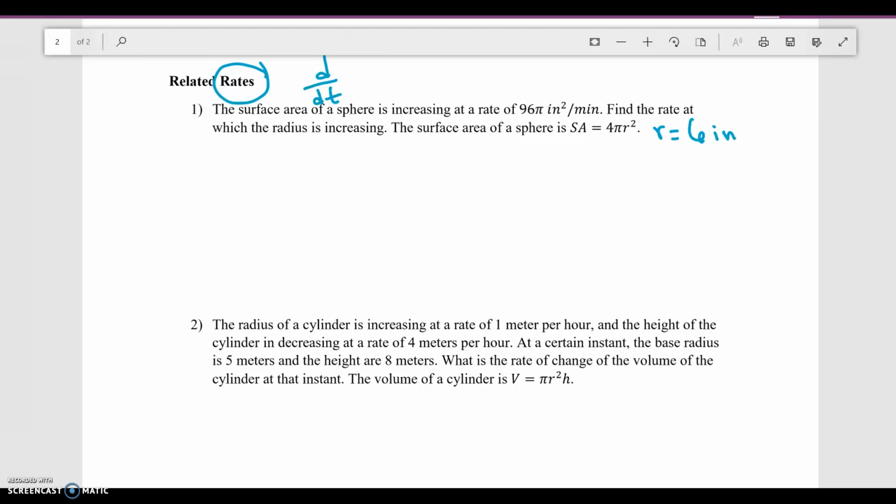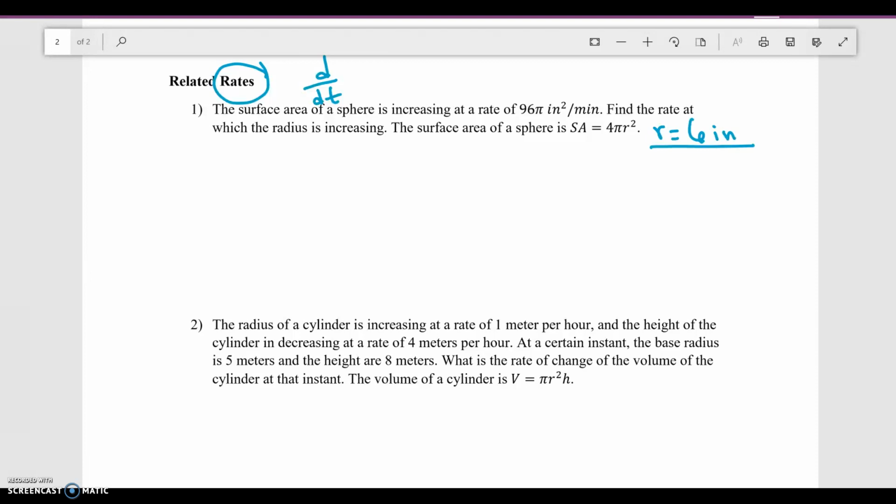So in class, we did a lot of problems with the volume of a sphere increasing. Now we're going to do different types of equations so that you guys can get used to taking the derivative with respect to time. So here we have: the surface area of a sphere is increasing at a rate of 96 pi inches squared per minute. Find the rate at which the radius is increasing. Something that I forgot to write down was R. So R equals 6 inches.